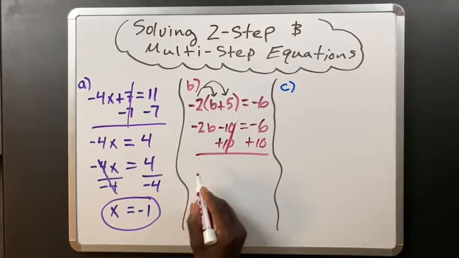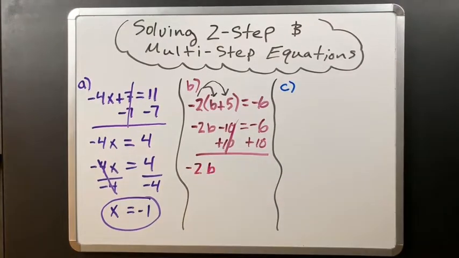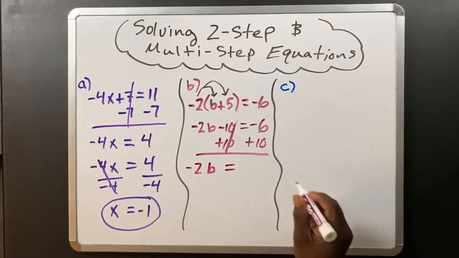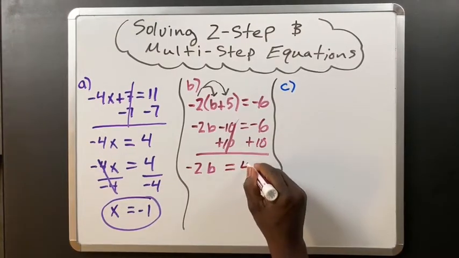Go to the left. Bring down negative 2 times b. Bring down the equal sign. Negative 6 plus positive 10. When you're adding integers with different signs, it's more positive, and then you subtract 10 minus 6, that gives you 4. So that's what we have here.